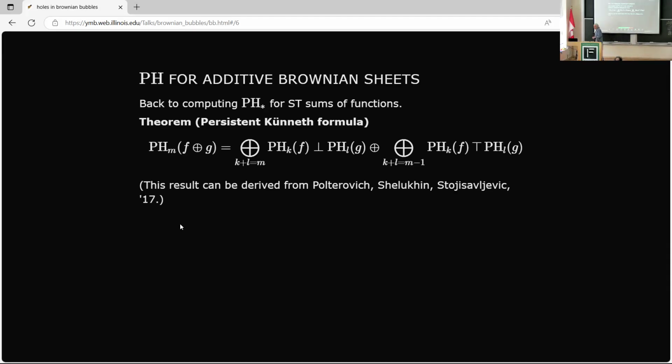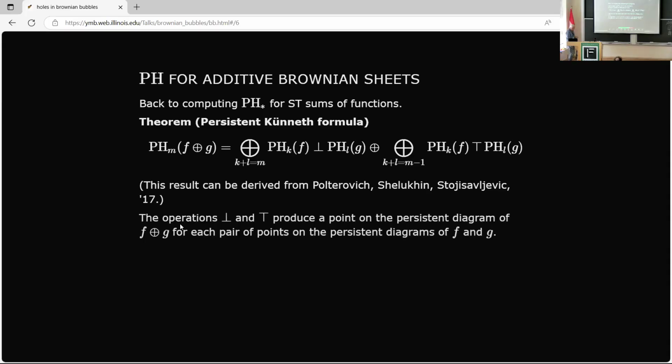And luckily enough, there is a theorem. Again, like in topology, when you take the product of two spaces, there is a way to compute homologies of the product of two spaces. It's called the Künneth formula. Here we also have a product of spaces plus some functions. Functions on one space and function on another space give you a function on the product of spaces. It turns out you can just compute all these pieces of our puzzle by looking at this formula where these perps and tops tell you something.